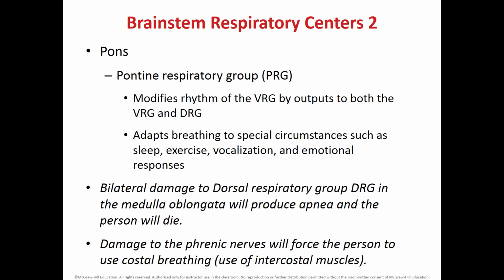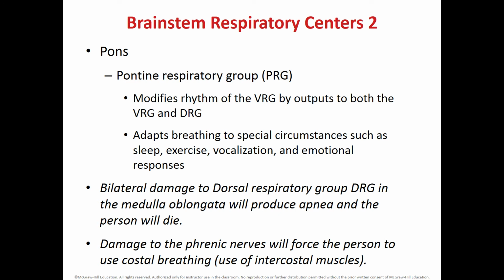Now within the pons, which is the structure of the brainstem above the medulla oblongata, we have another center that is called the pontine respiratory group, or PRG. This will modify the rhythm that is sent by the VRG, and also will act on the DRG. So it will adapt your breathing to special circumstances, like when you are asleep, when you are doing exercise, when you're talking, or when you have an emotional response.